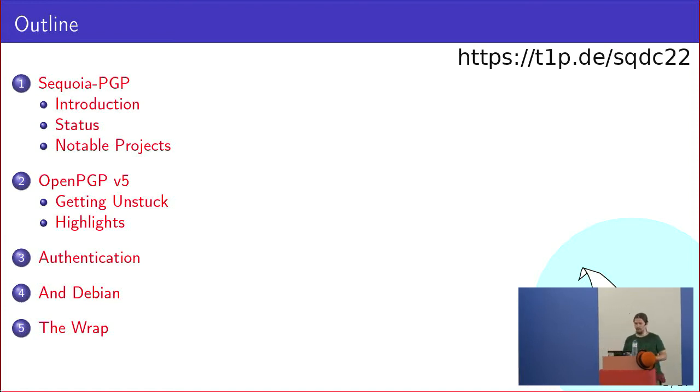First, I will introduce Sequoia OpenPGP, who we are, what our goals are, what the status is, and highlight some projects within our scope. I will then highlight the new features of the upcoming OpenPGP revision, which we call V5. Later on, I will talk about authentication, which is a key function and an essential part of every crypto system. And I will show how Debian can improve their use of OpenPGP even further.